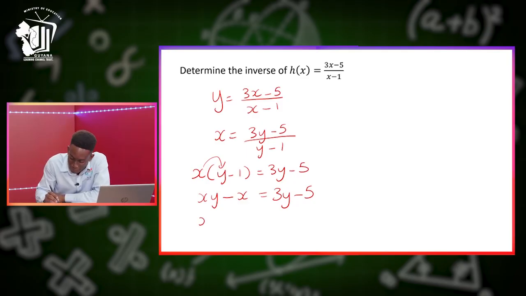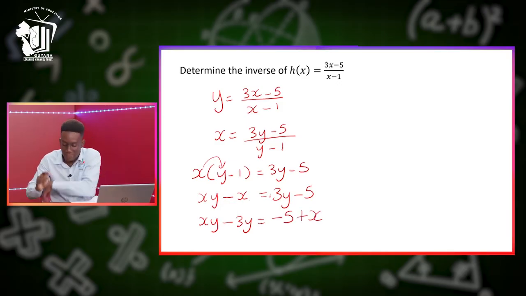So we'll have xy, and we bring over this 3y. It's adding, so when we take it over, we subtract. So xy subtract 3y is equal to, and on this side we're left with negative 5. And when we take over this minus x, it will become plus x. So now we have xy minus 3y is equal to negative 5 plus x.